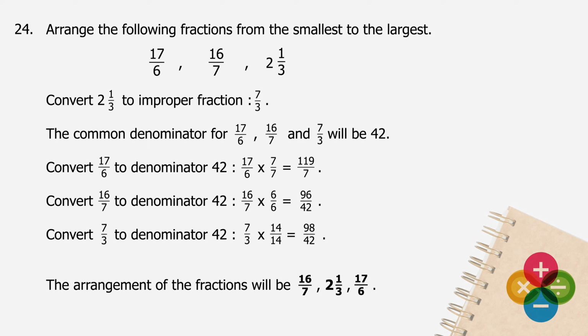Convert 17 over 6 to denominator 42 will be, multiply 17 over 6 by 7, and the product is 119 over 42. Convert 16 over 7 to denominator 42 will be, multiply 16 over 7 by 6, and the product is 96 over 42. Convert 7 over 3 to denominator 42 will be, multiply 7 over 3 by 14, and the product is 98 over 42. The arrangement of the fractions will be 16 over 7, 2 and 1/3, and 17 over 6.